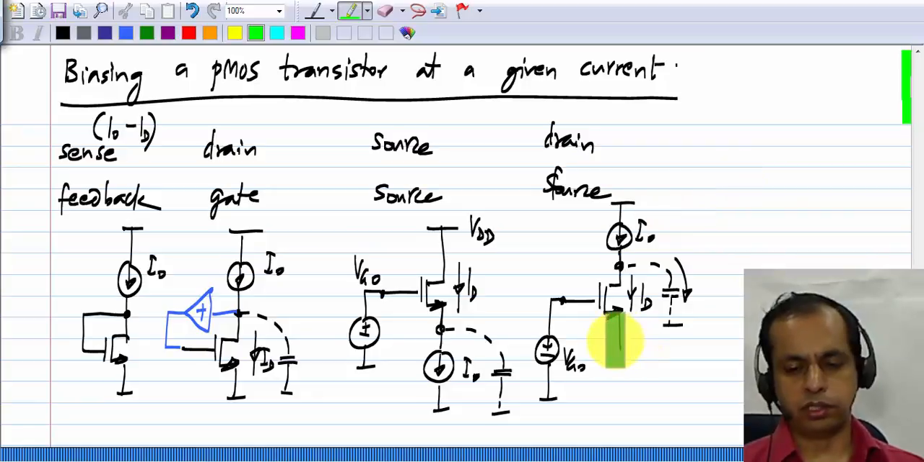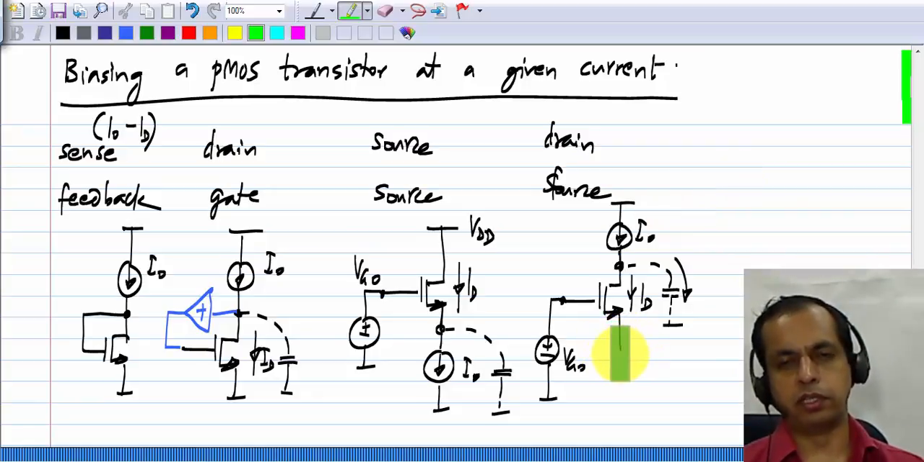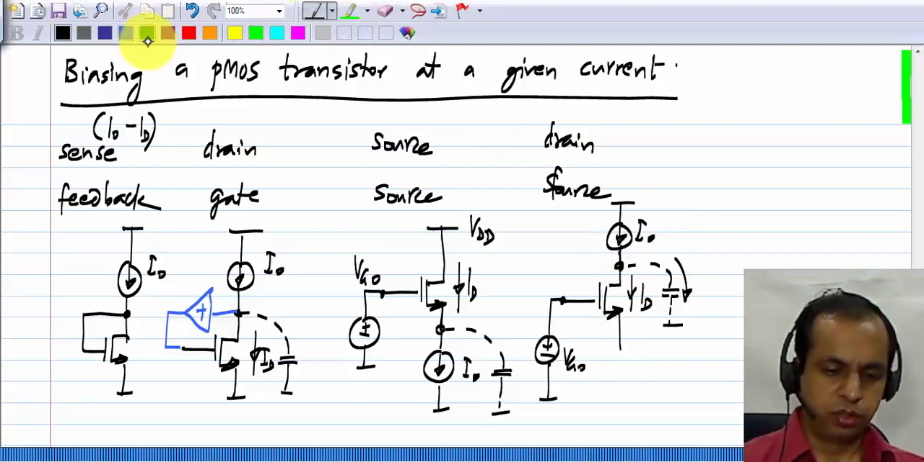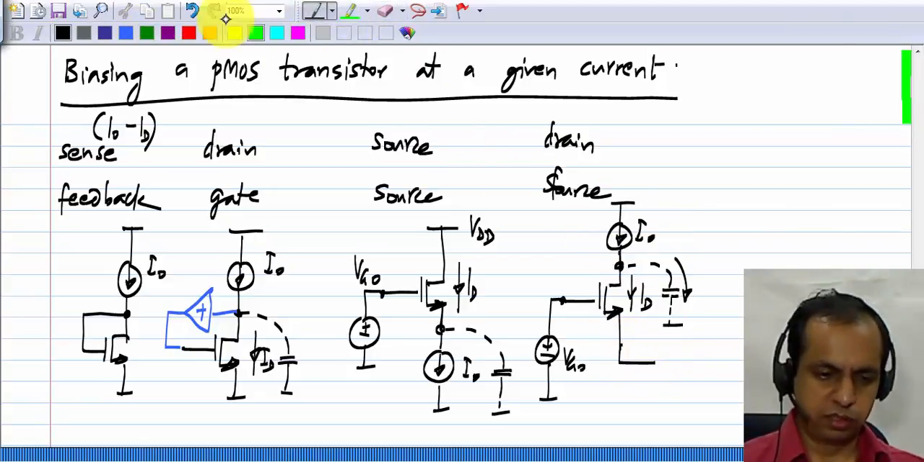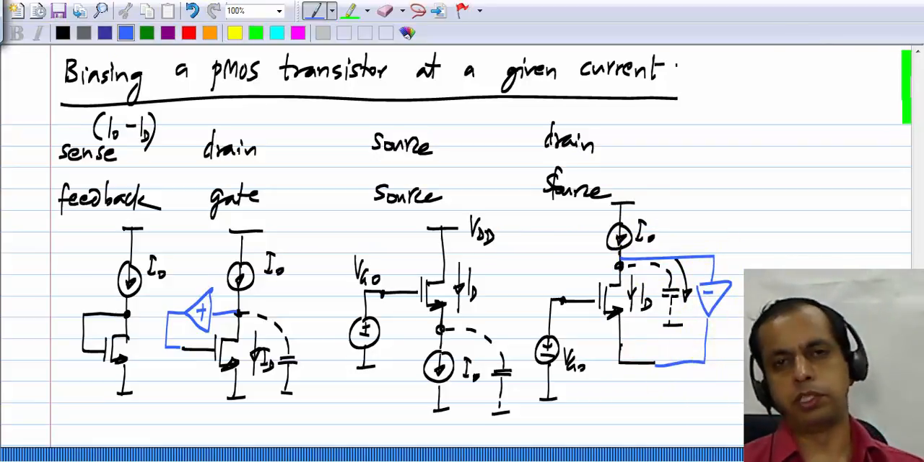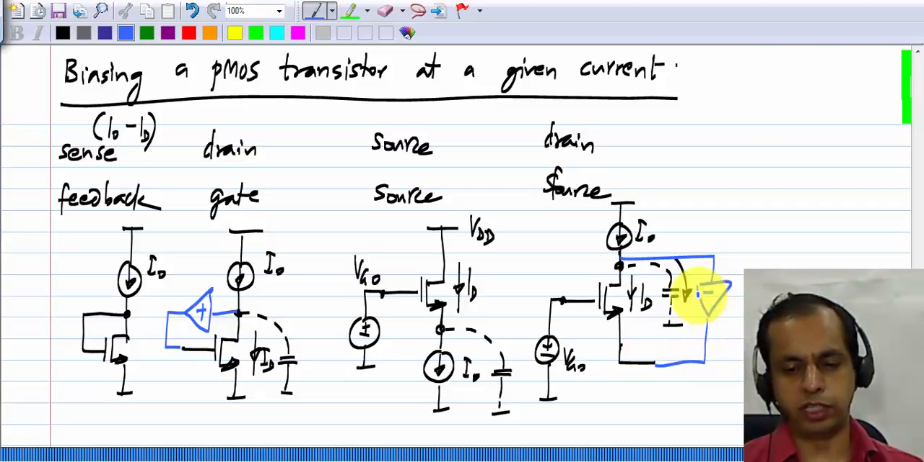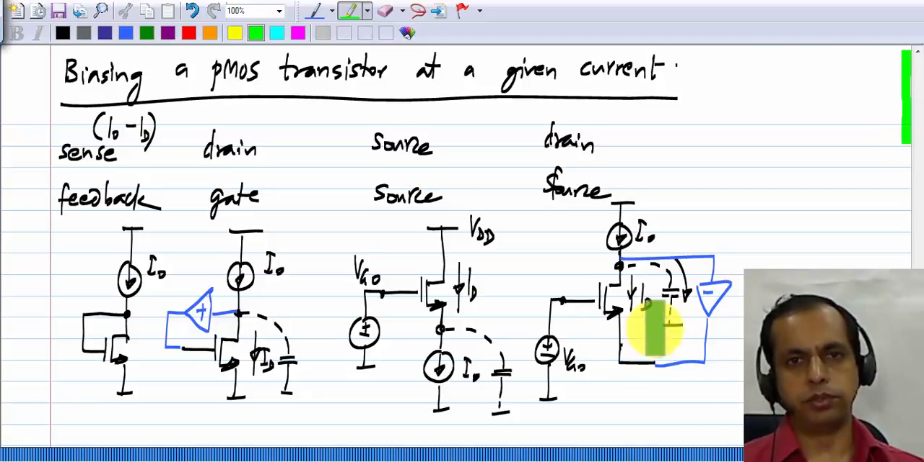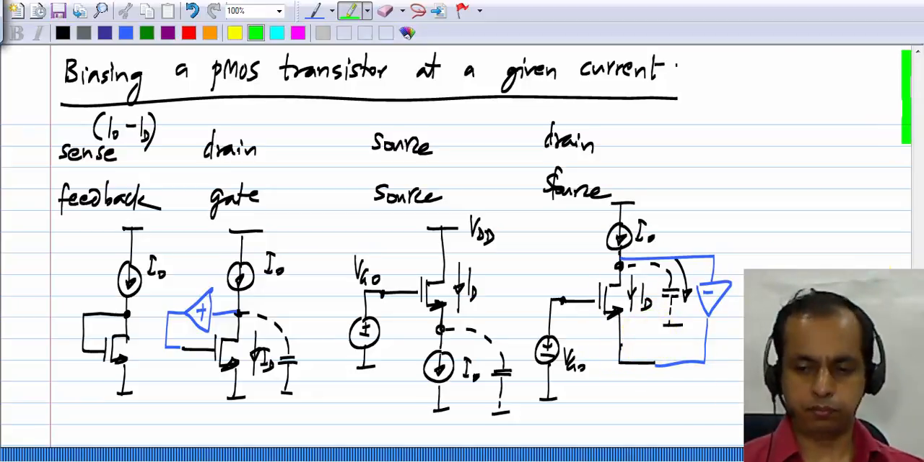So the sense of variation we want at the source is opposite of what we have at the drain. So we have to complete the feedback through some stage which has an inverting gain, which has a negative incremental gain. And one of the possibilities is to use an op amp.